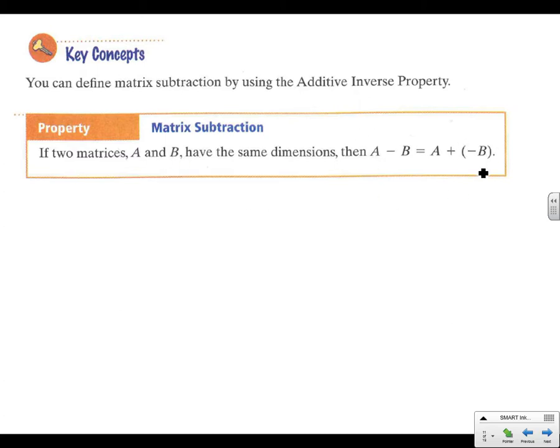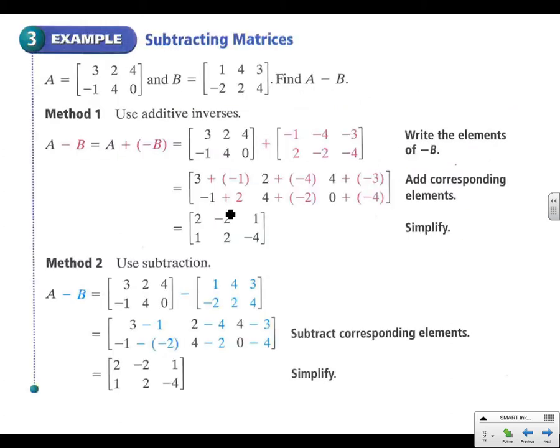Same thing as regular subtraction. To subtract two numbers, it's the same as adding the opposite sign. Alright, so here, 3 minus 1, you can think about it two ways. Either 3 plus negative 1, or you could say 3 minus 1. Either way, you're going to end up with 2. Alright, 0 minus 4 is the same thing as 0 plus negative 4. You're going to get negative 4.